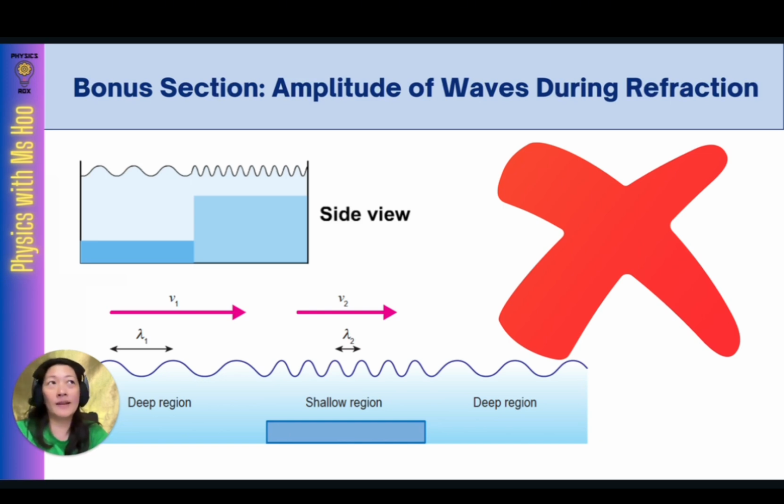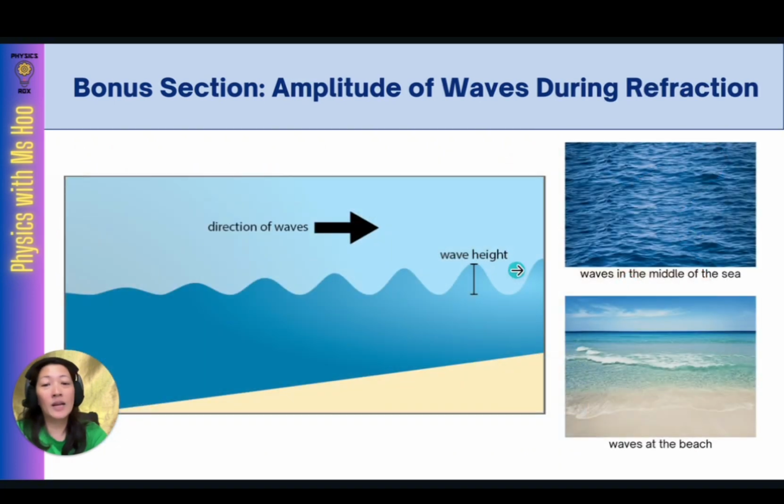A lot of students think that when the waves slow down, the amplitude decreases. It's actually the opposite. The amplitude of the waves increases when the depth decreases, as you can see from this side view here. So the deeper the water, the smaller the amplitude, and when it gets shallower, the wave amplitude actually increases. You can also observe this in real life. When you're in the middle of the sea, you should see that the waves are moving very, very quickly with very little amplitude. Whereas at the beach, the waves are slower and they have higher amplitude as the waves crash onto the beach.